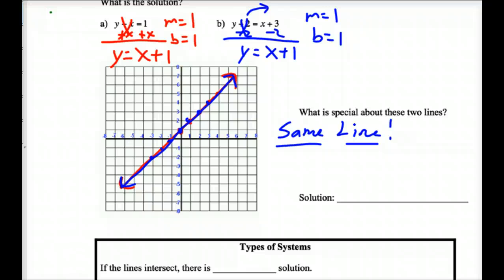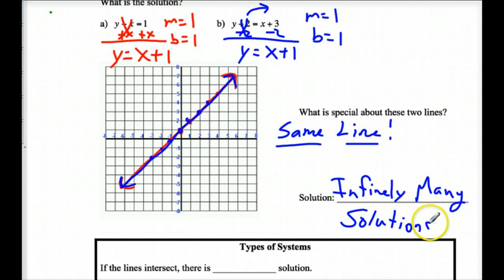Where do these two lines intersect? Everywhere. How many solutions are there? Infinity. Guys, you guys are all over it. Here's what you write: infinitely many solutions. It's kind of like the exact opposite of no solution. No solution, versus infinitely many. There are an infinite amount of points that are the solution to both of these equations because they go on forever. So all the points that are on one are also on the other. So you do have to write the words infinitely many solutions.